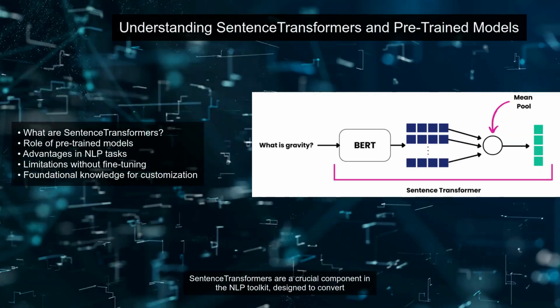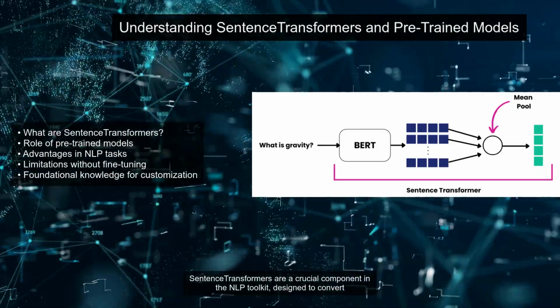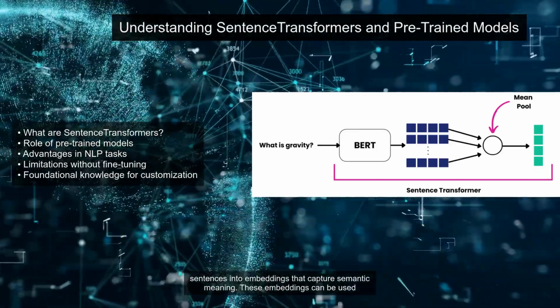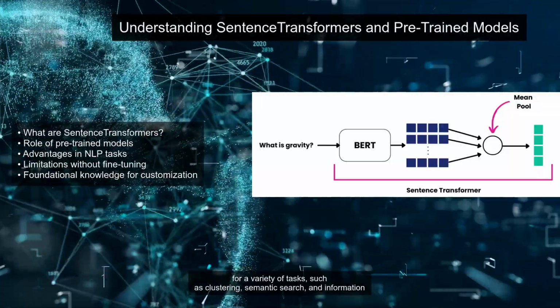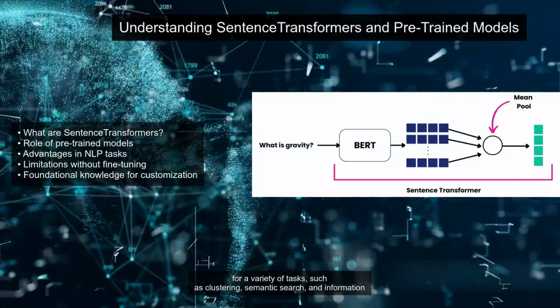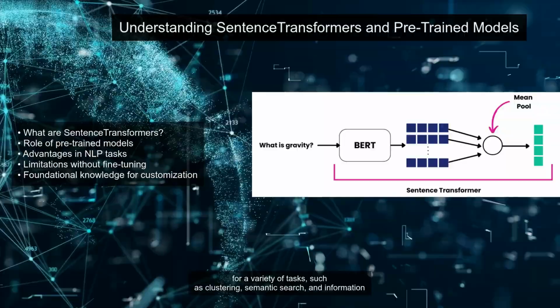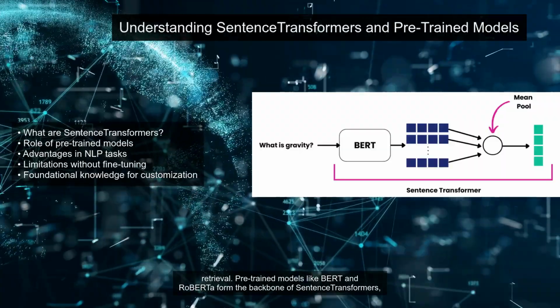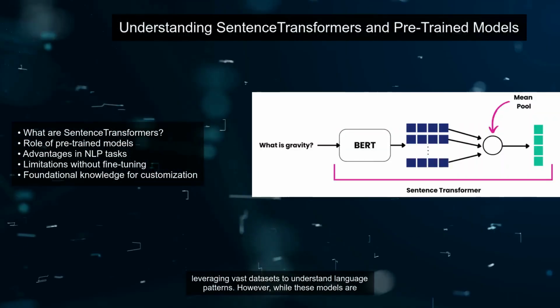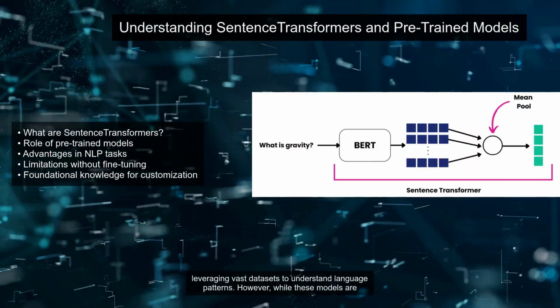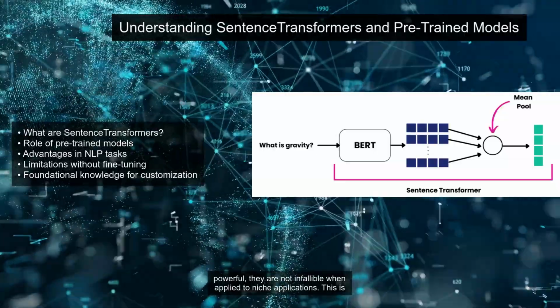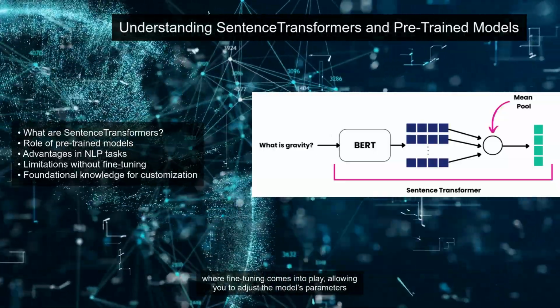Sentence transformers are a crucial component in the NLP toolkit, designed to convert sentences into embeddings that capture semantic meaning. These embeddings can be used for a variety of tasks, such as clustering, semantic search, and information retrieval. Pre-trained models like BERT and RoBERTa form the backbone of sentence transformers, leveraging vast datasets to understand language patterns. However, while these models are powerful, they are not infallible when applied to niche applications.